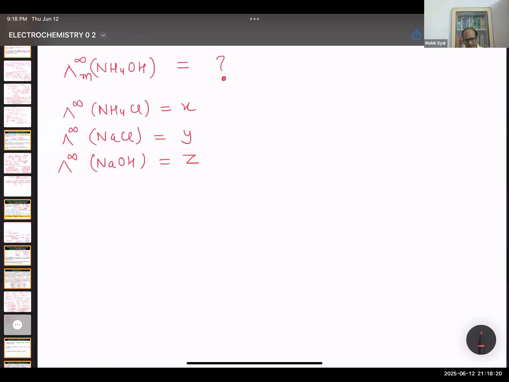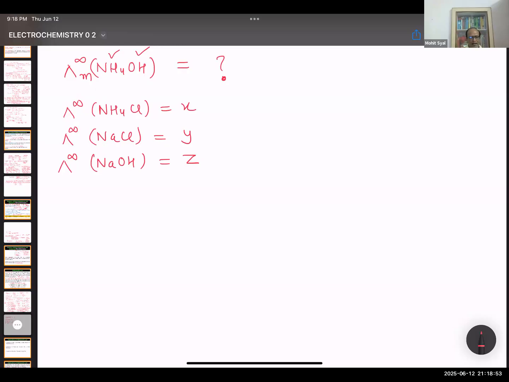No need to do the calculation, you just need to add and subtract so that finally you are left with ammonium and hydroxide ions. Getting my point or not? Yes, sir. So I need to have the ammonium ion and I need to have the hydroxide ion. Let me be very clear. Look at the formula which is asked: ammonium, I need a hydroxide. The rest of all the ions I need to subtract.